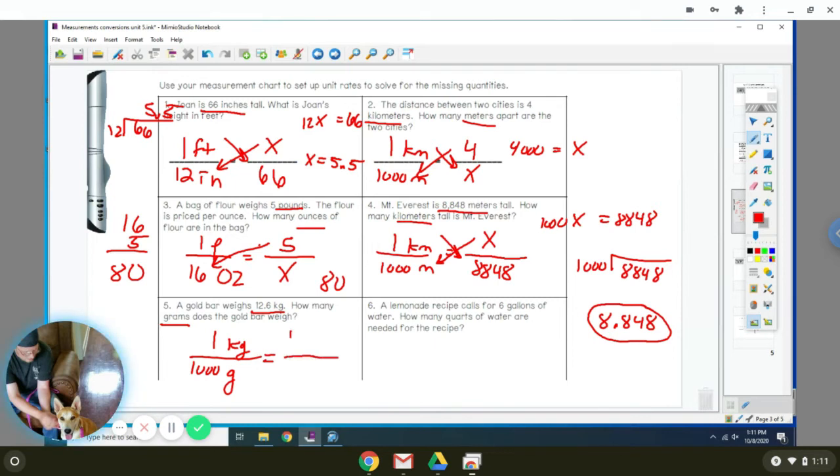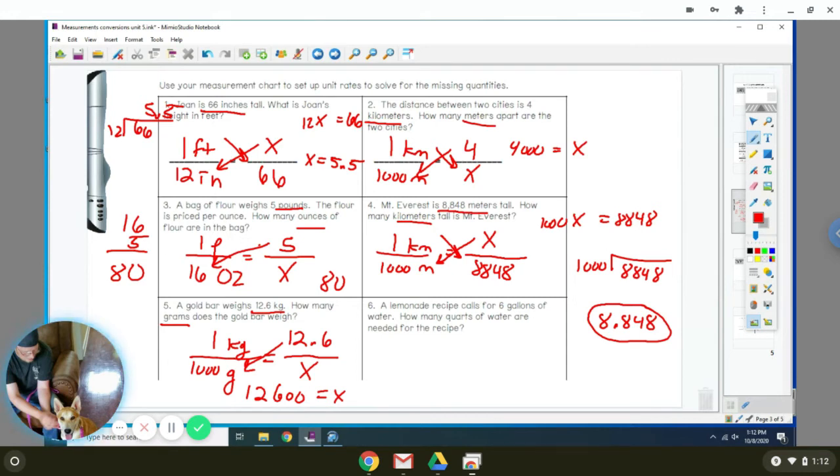So then 12.6 kilograms goes on top over x. So we're going to cross multiply. So we're going to do 12.6 times 1,000, which means I just need to move my decimal 3 to the right, which comes out to 12,600. And then 1 times x is just x. So it is 12,600 grams. All right.